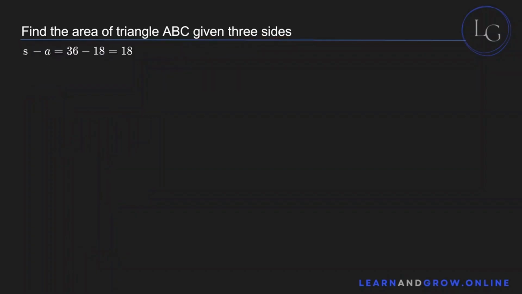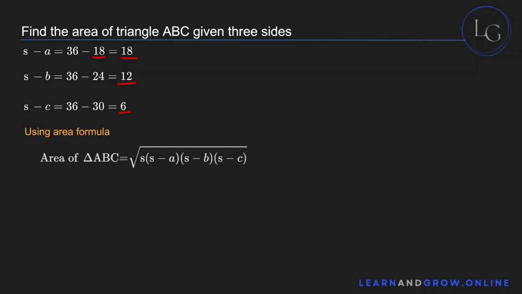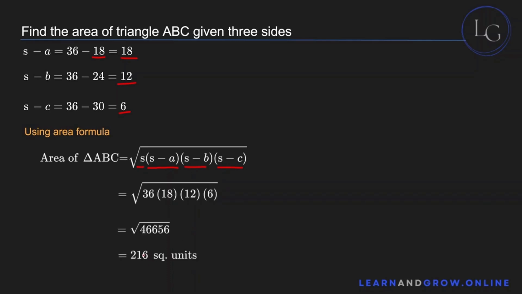Well and good. Now that you have S, you need to find S minus a, S minus b, and S minus c, right? So S minus a, 36 minus 18, which is equal to 18. S minus b turns out to be 12, and S minus c turns out to be 6. Now that you have this, simply use Heron's formula, which is the square root of S into S minus a into S minus b into S minus c. You have all of these values, plug them in, and this turns out to be 216 square units. A very simple formula, and now we have covered all three cases.